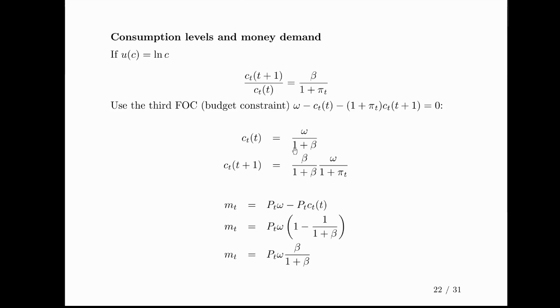So inflation is the price of the future, and we see that in the present we don't care. We know that we're going to be poorer in the future, but then again, we don't want to keep more money in the future. So consumption in the present is just omega over 1 plus beta. And consumption in the future is omega times beta over 1 plus beta, divided by 1 plus pi_t. So here inflation really decreases consumption in the future.